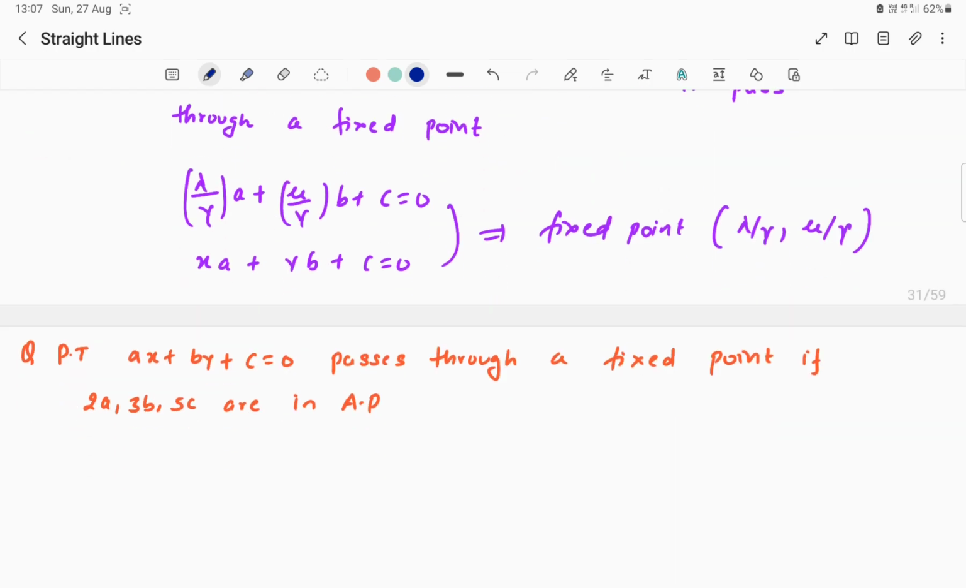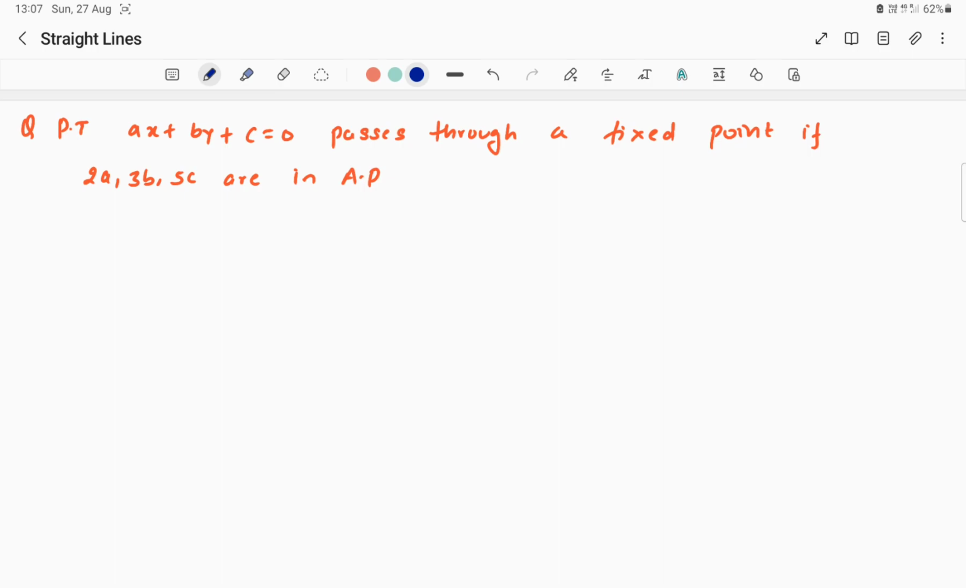Okay, so leave that part, we can directly jump to a question to understand this. See like this. Prove that ax plus by plus c equal to 0 passes through a fixed point if a, b, c are in AP. So solution. First, what is the condition between them? If they are in AP, it means 2 times the middle term is equal to first term plus last term.